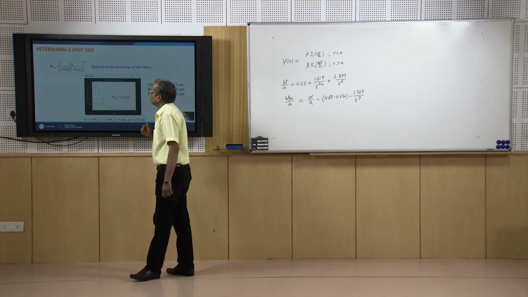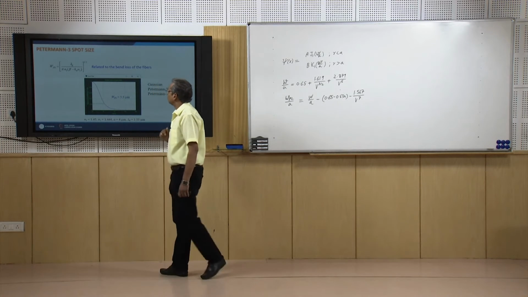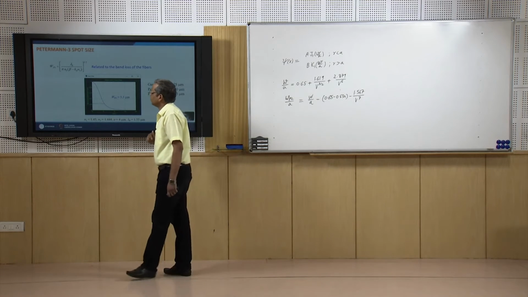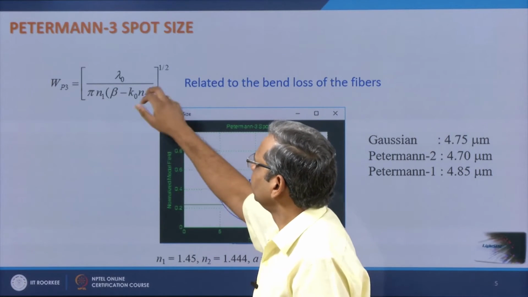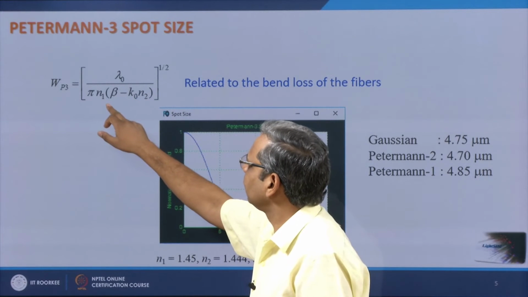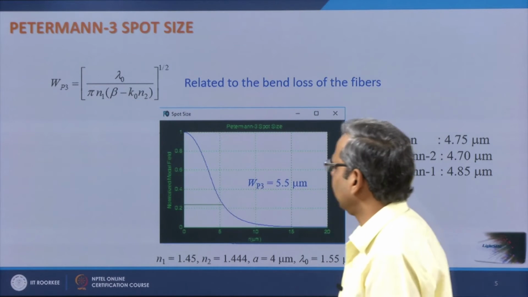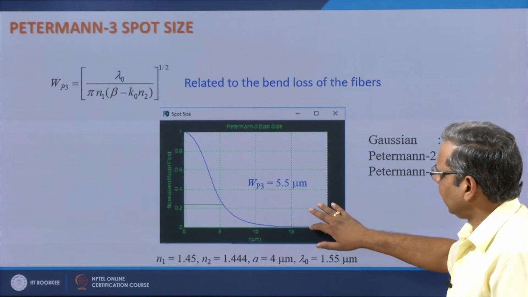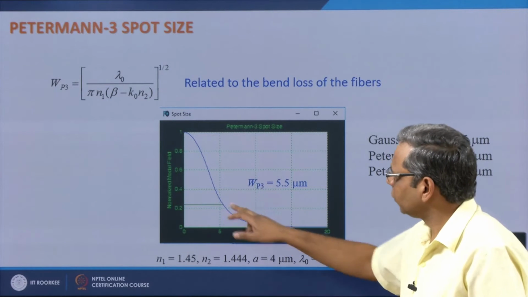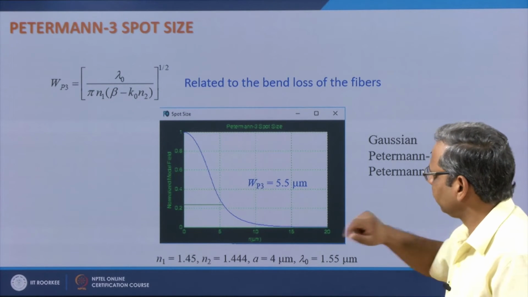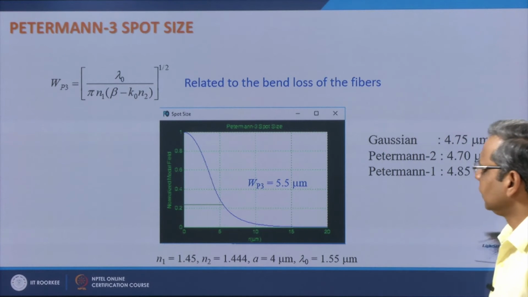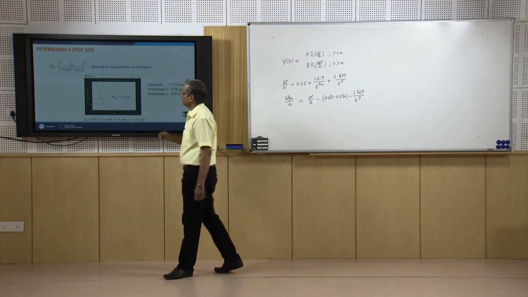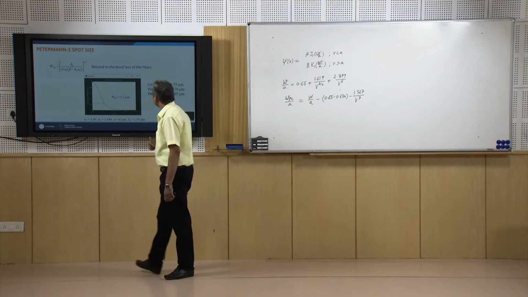I also have Petermann 3 spot size, which is related to bend loss of the fiber, and it is defined as WP3 is equal to square root of lambda naught divided by pi n1 beta minus k naught n2, and in this figure I again see the normalized modal field and the Petermann 3 spot size, which is shown to be 5.5 micrometer calculated by this formula.